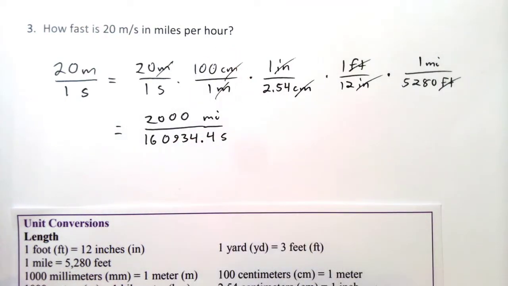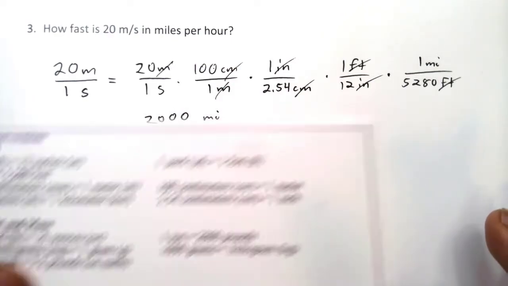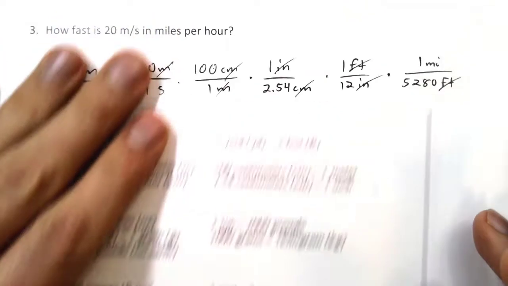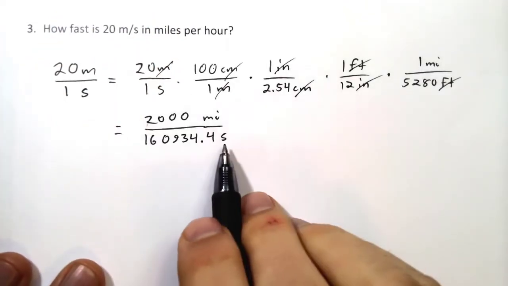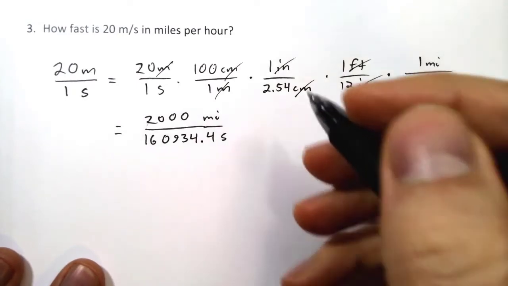We need miles per hour. So now I got to convert these seconds into hours. All right, that's not on my unit conversion sheet, but I think we know how to do that, right? We know how many seconds there are in a minute, and we know how many minutes there are in an hour. So let's do that.